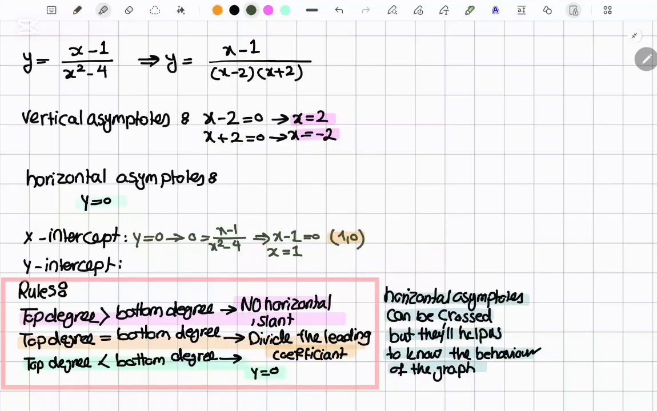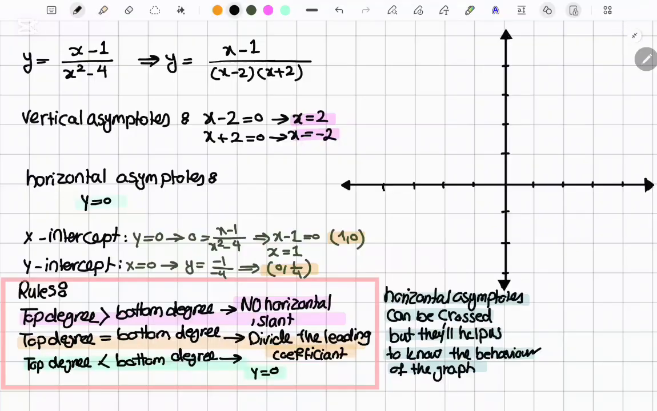So the next part is going to be the y-intercept in which x is 0. So if I substitute 0 for x here, I'm going to have y is equal to negative 1 over negative 4, which is going to be 1 over 4. So the point is going to be 0 and 1 over 4. Okay, so I'm going to highlight this one as well. I'm going to go and come back with my coordinate plane. So ta-da, I'm back with my coordinate plane.